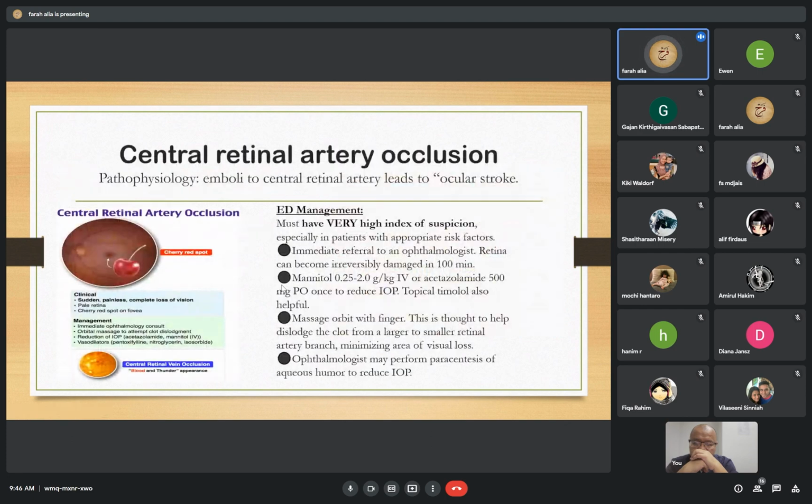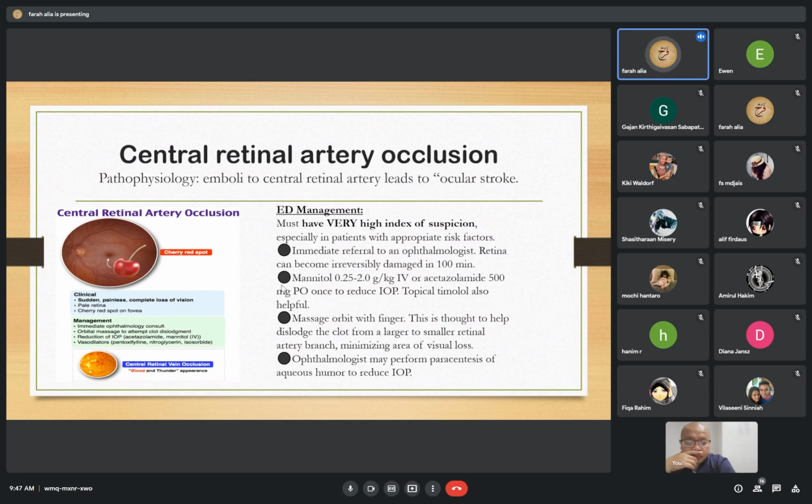So the next one is the central retinal artery occlusion. For the pathophysiology, it is the emboli to the central retinal artery that leads to the ocular stroke. So the patient will present with sudden, painless, complete loss of vision, and also we can spot the cherry red spot on the fovea. For the management, in ED we have to have a very high index of suspicion, especially in patient with appropriate risk factors, such as old age, heart disease, obesity, and smoking.